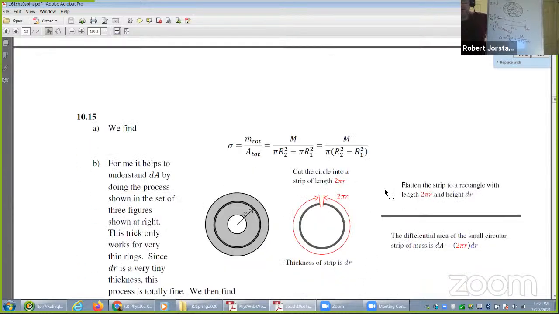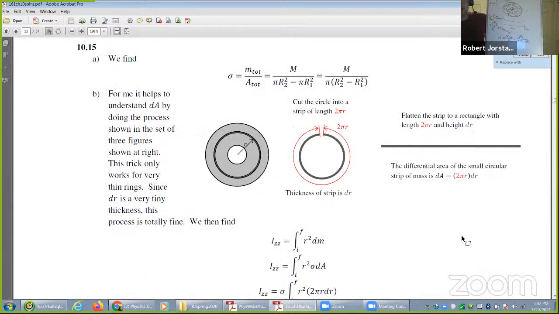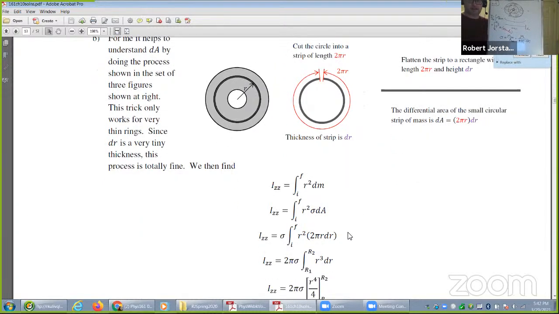10.15. Okay, so notice I tried to spend a lot of time on this solution, so if you don't like my sloppy writing, read. Here's that density. Here's showing you that slice, and we slice it up and unravel it. So here's the calculation.